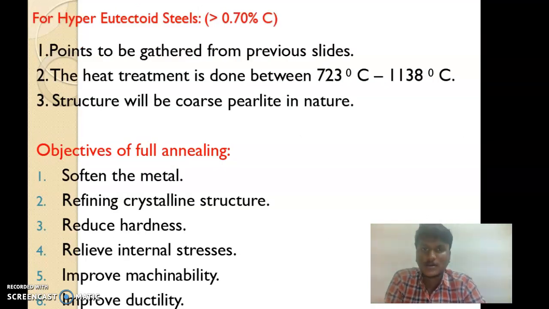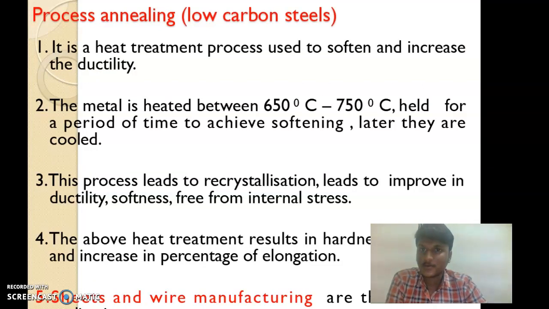And for hypereutectoid steels, which is mostly suitable for materials with greater than 0.7 percent of carbon, the heat treatment is done between 723 degrees centigrade to 1138 degrees centigrade. The structure will be coarse pearlite in nature. The objectives of this full annealing are to soften the material, refine crystalline structures, reduce hardness, relieve internal stresses, improve machinability, and improve ductility. And the next type is the process annealing, which is mostly suitable for low carbon steels. It is a heat treatment process used to soften and increase the ductility.